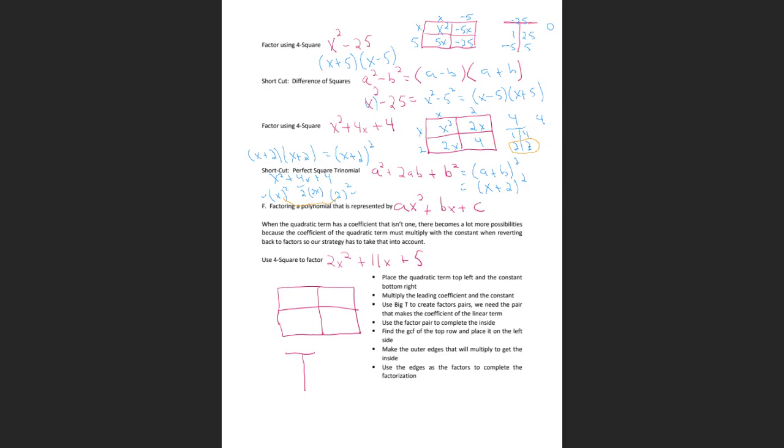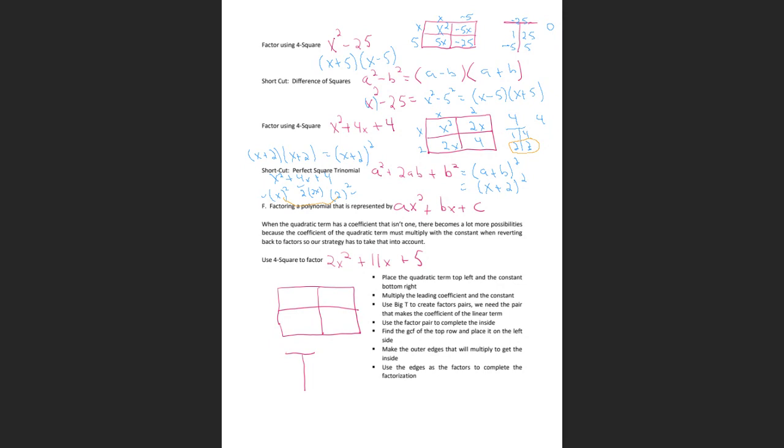So again, remember this coefficient here is going to have to multiply to the constant. That's going to be necessary when working back to factors. So our strategy is going to take that into account. So when I do Foursquare, what I'm going to do is this.